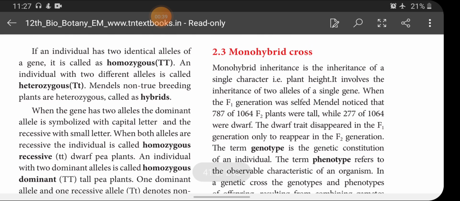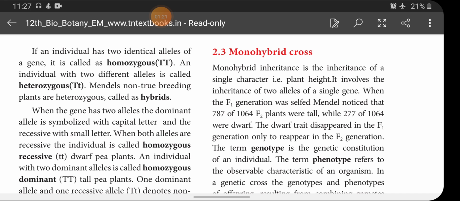If an individual has two identical alleles of a gene, it is called homozygous. For example, when we take the height of the pea plant, one is tall and another one is dwarf. These are the two alternative forms, which possess different alleles. Tall possesses capital T and the dwarf possesses small t. Both the alleles are alike and this condition is called homozygous.